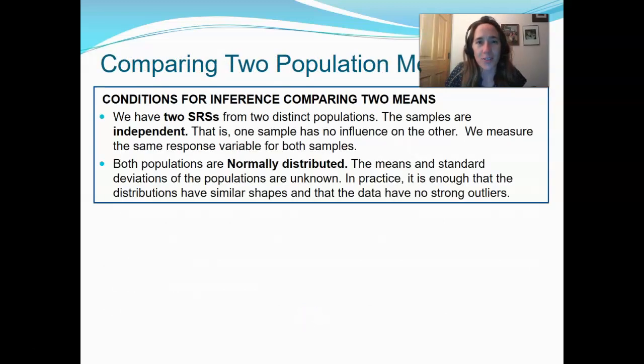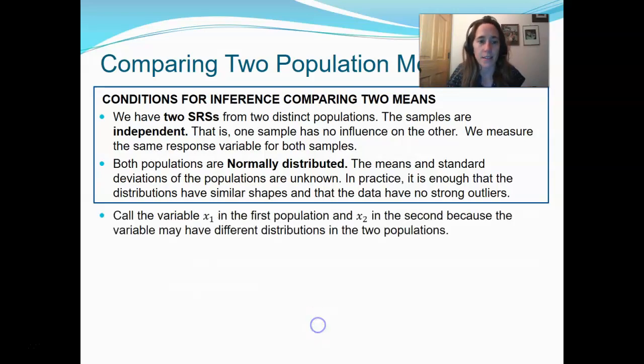So the conditions for inference, just like we've seen before: two distinct populations, and the samples are independent. One sample doesn't have an influence on the other. They're completely independent of one another. We measure the same response variable for both samples, so we're looking at the same thing, maybe scores or outcomes from a certain treatment. Both populations are normally distributed. The means and the standard deviations of the populations are unknown, as before in chapter 20, but in practice it is enough that the distributions have similar shapes and that the data have no strong outliers. So that's kind of cool.